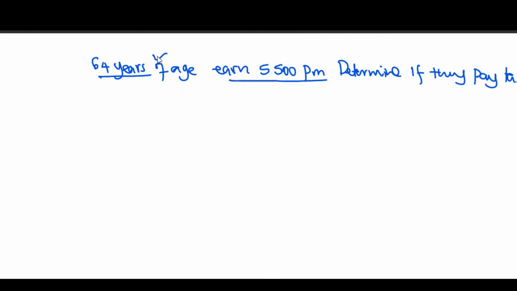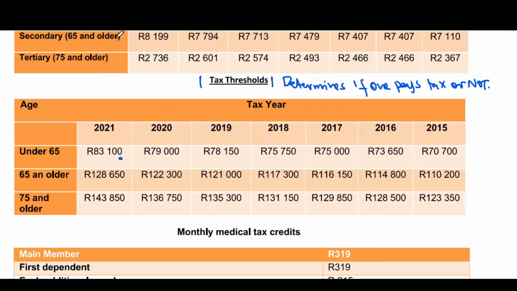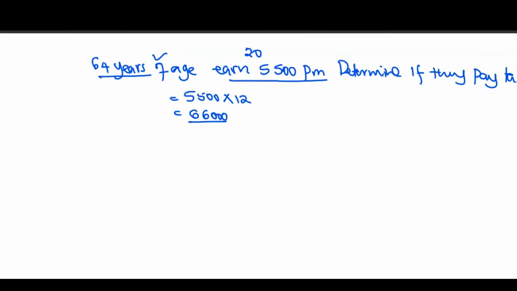How much does he earn? He earns 5,500. So what we're going to do, we shall take the value and multiply by 12. 5,500 times 12. So the person at the end of the year has 66,000. Let's take it to be 2019. The person earns this in 2019.